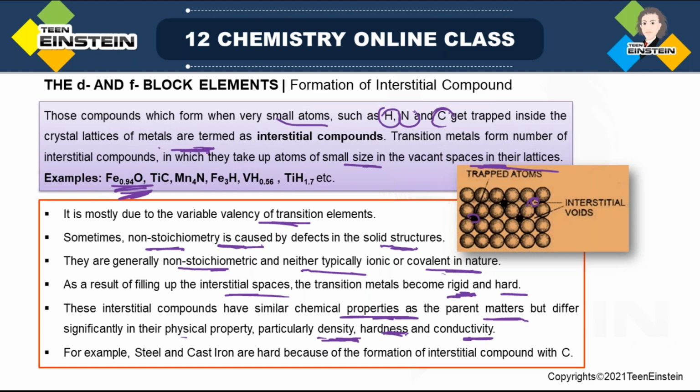Conductivity will also change, because when there is vacant space, electrons from the metals can move very freely. But when the vacant space is no longer available, these electrons cannot move very freely. That is why all these factors, which are basically physical properties, are affected. For example, steel and cast iron are hard because there are trapped carbon atoms present. Okay, so this is the example.